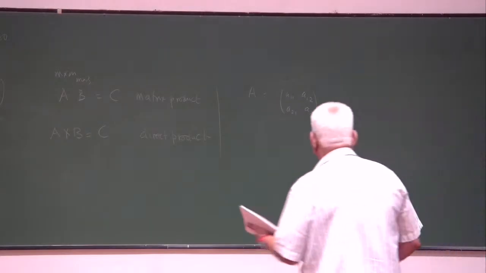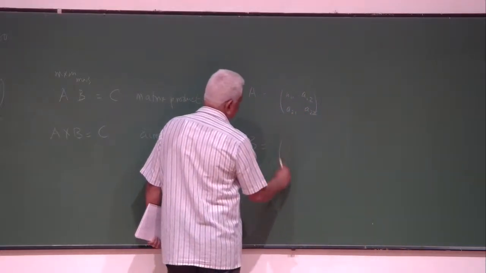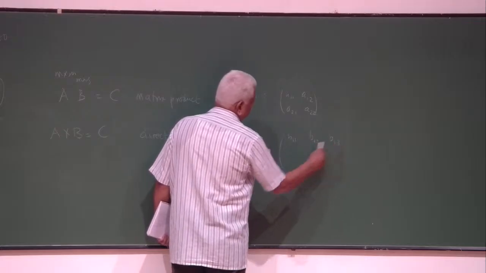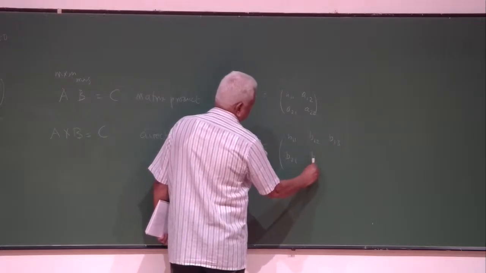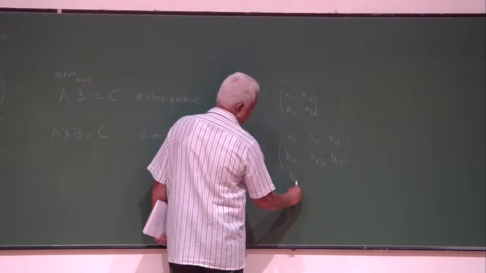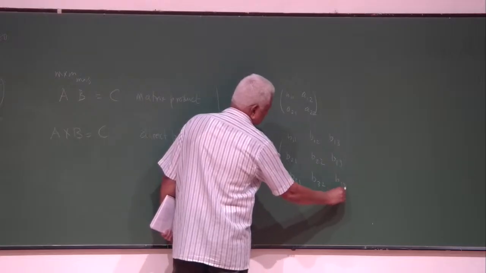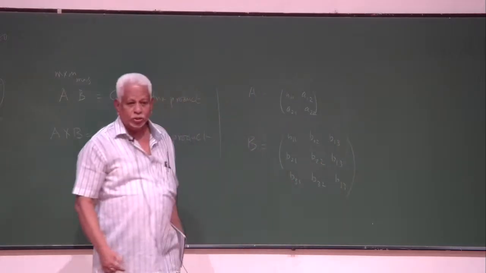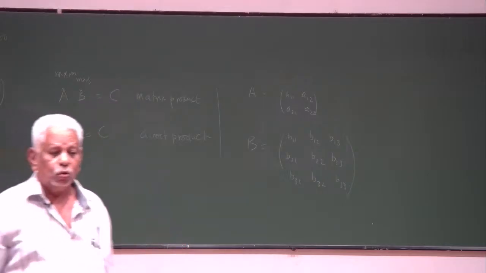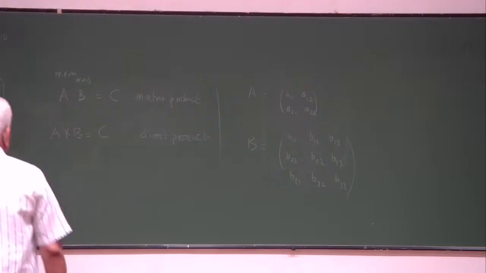But here I am going to multiply A cross B, where B is a 3 by 3 matrix. A is a 2 by 2 matrix, B is a 3 by 3 matrix. Now I will tell you the rule for A cross B.